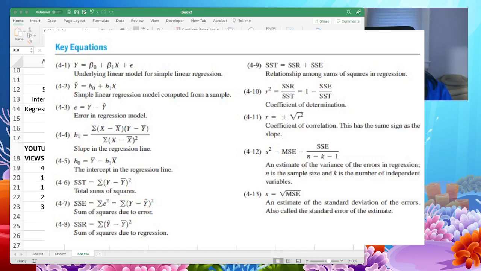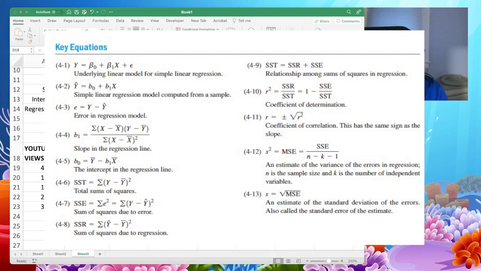So some of the formulas that we are interested in are SST, SSE, SSR for numbers 6, 7, and 8 on the page. And these are important because then we would be able to calculate for number 10, r squared. R squared is the coefficient of determination, and it's a very fancy name to say it is the measure of how well your model fits your sample data.